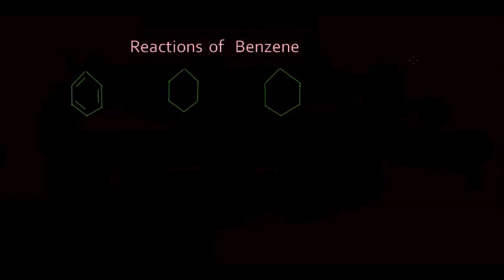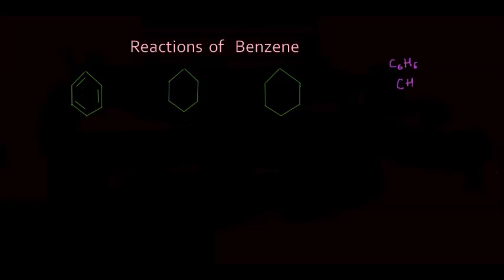Let's learn A-level chemistry topic reactions of benzene. But before we actually start with the reaction of benzene, let's understand the structure and bonding of benzene. The molecular formula of benzene is C6H6. That is, there are 6 carbon atoms and 6 hydrogen atoms. So the empirical formula turns out to be CH.